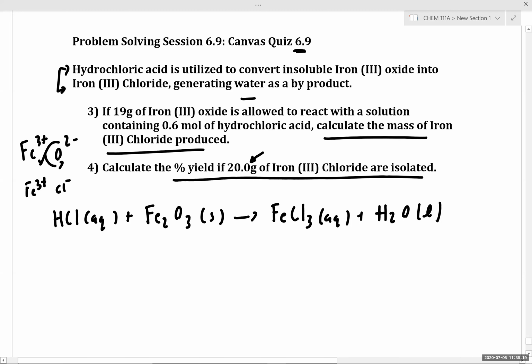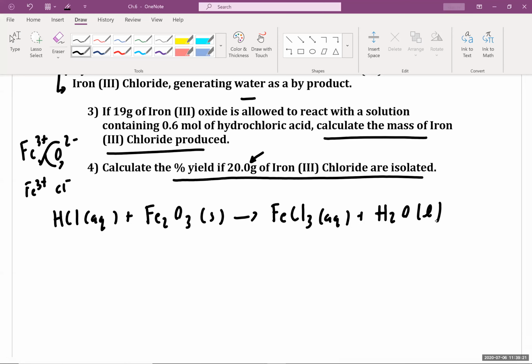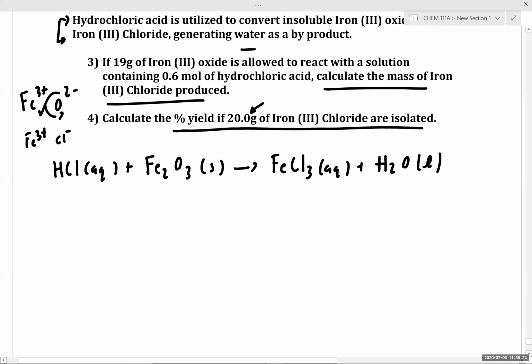Okay, so now that we have our equation established, I'd like you to always reiterate this question. Is this equation balanced? Do we have a balanced equation? Are we good to go? That's the number one thing you should ask yourself. No, we don't.